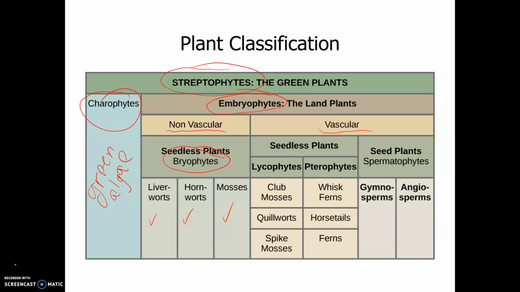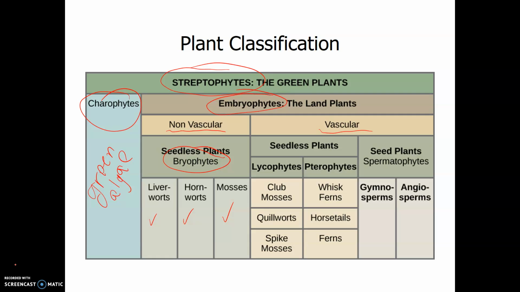So there are non-vascular plants called the bryophytes, and they are seedless. And then there are vascular plants. These are plants that have vascular tissue. That means they have vessels or veins that transport water and minerals and nutrients throughout the plant.